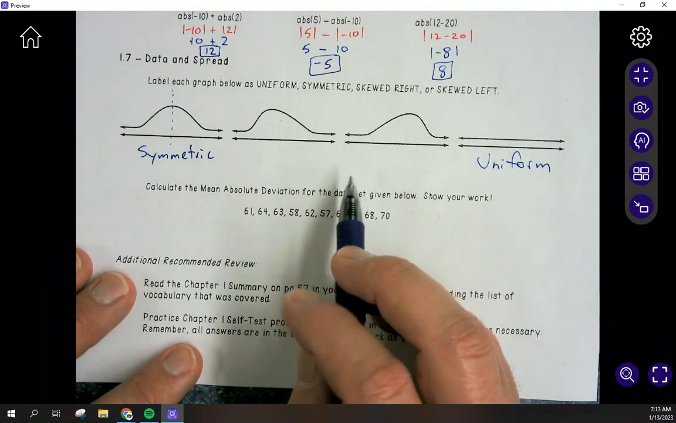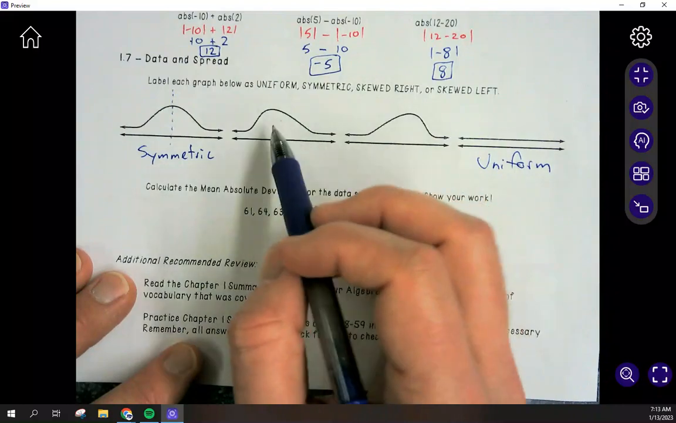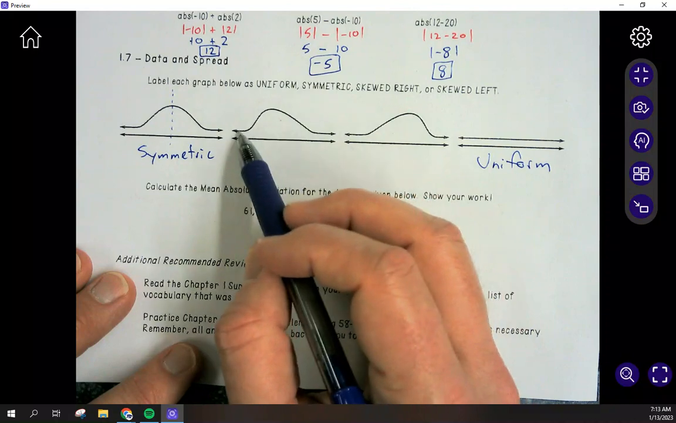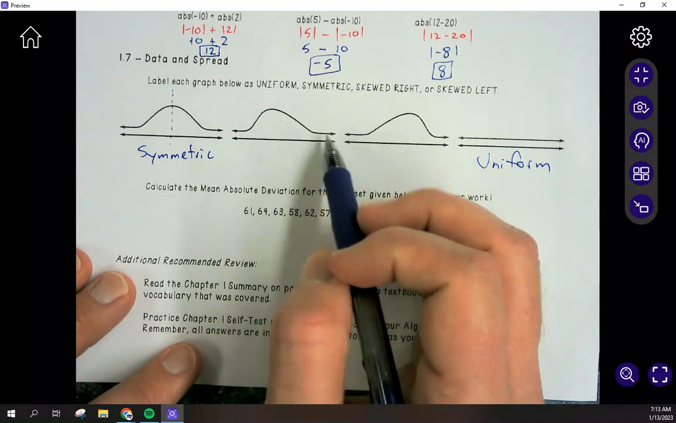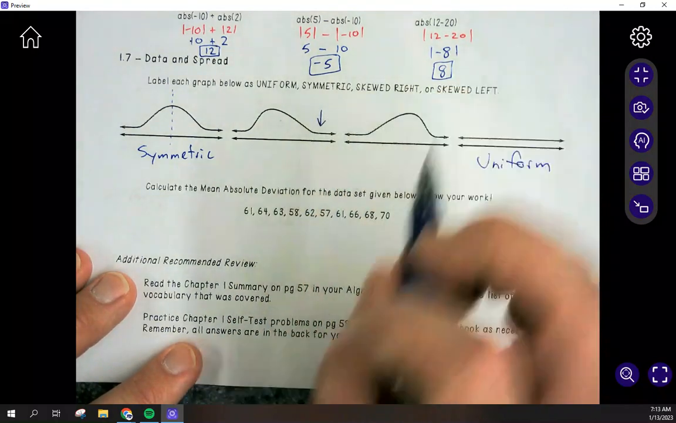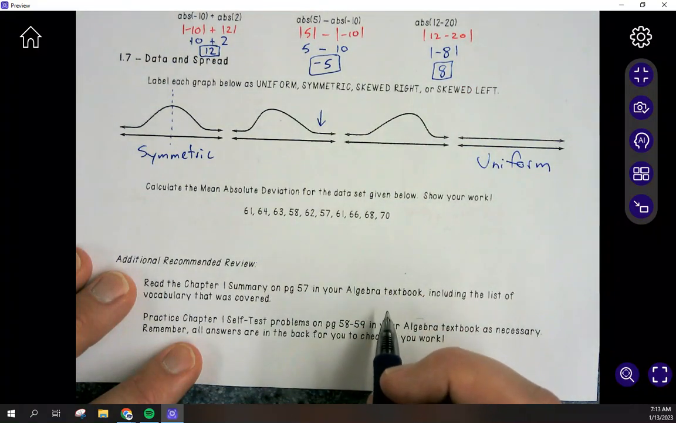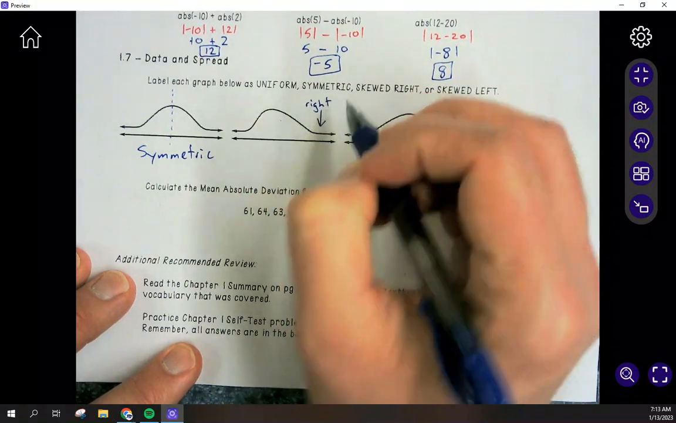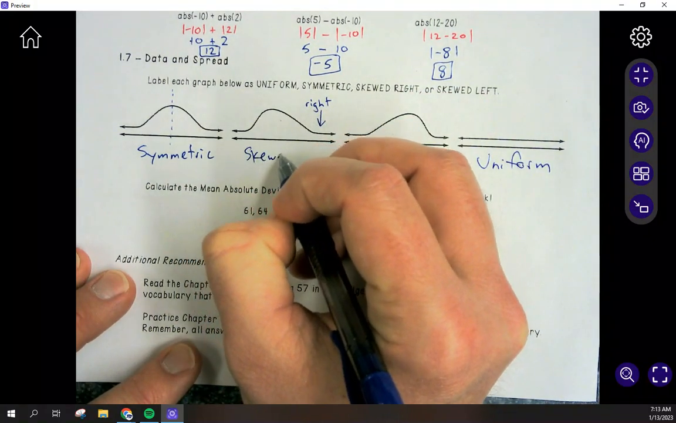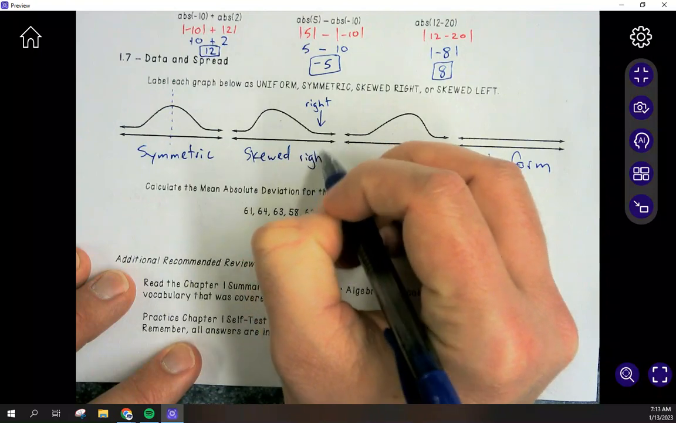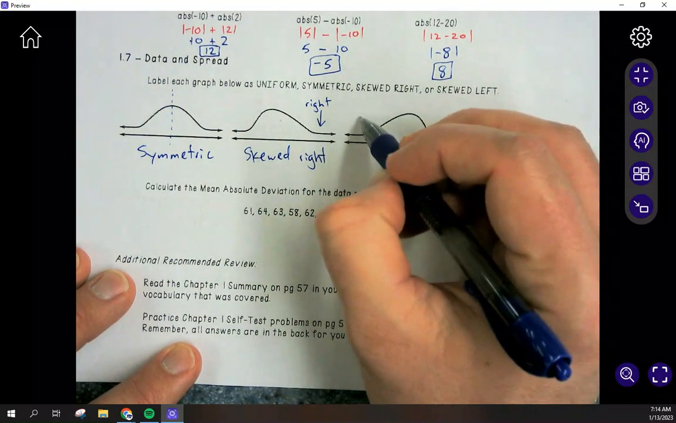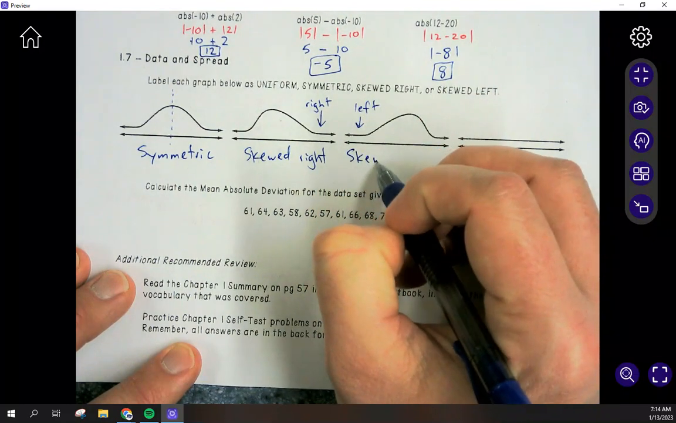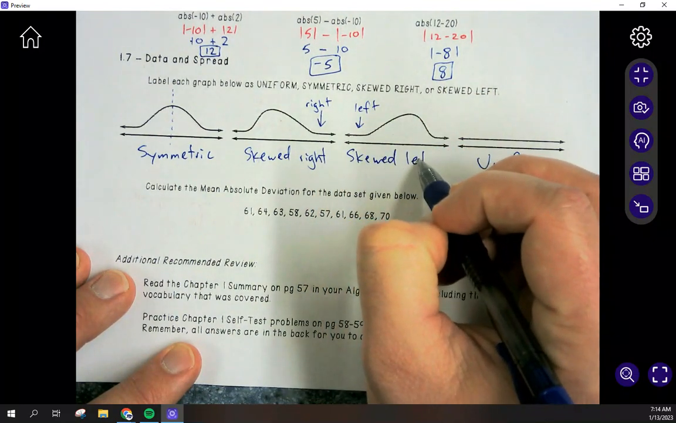But when we actually label these, we're looking at what's called the tail. So this bump is a little bit to the left, and it's got kind of like two tails, right? This little tail here and this bigger tail here. We're always looking at the bigger tail, and that tells you if it's skewed left or right. So in this case, the longer tail is to the right. This is skewed right. And here you've got two tails. Longer tail is on the left, and this is skewed left.